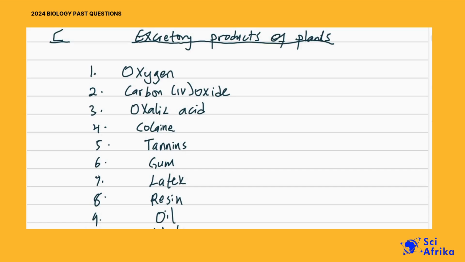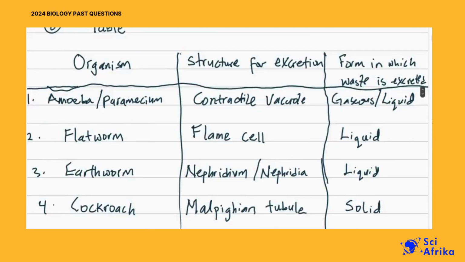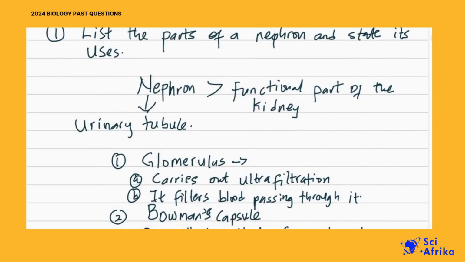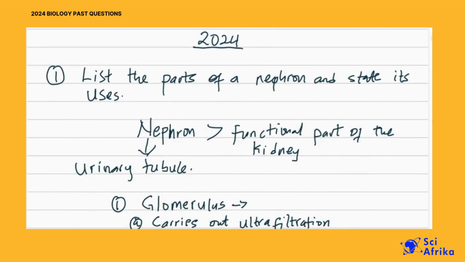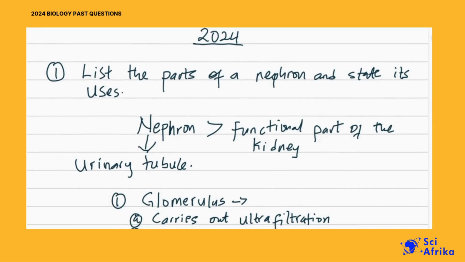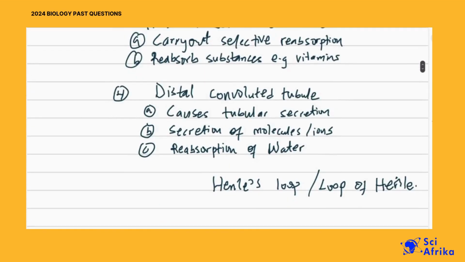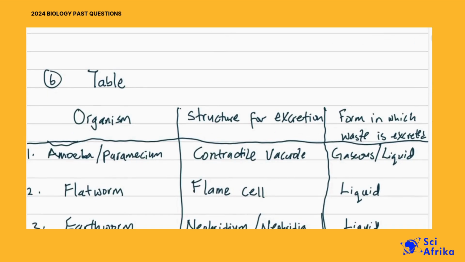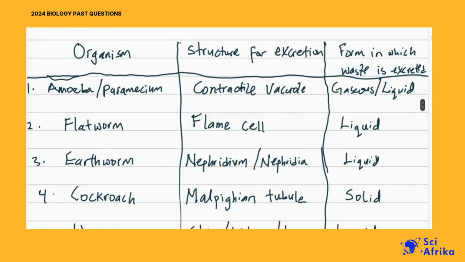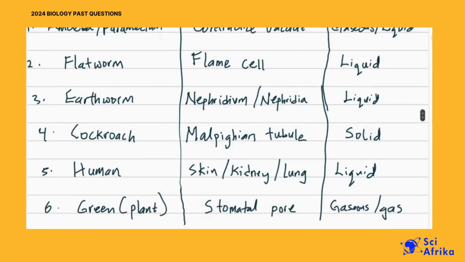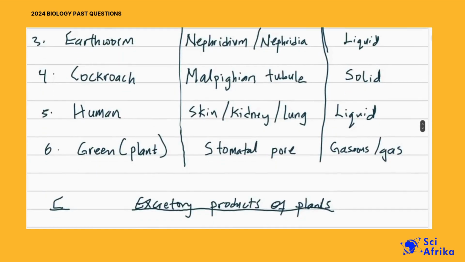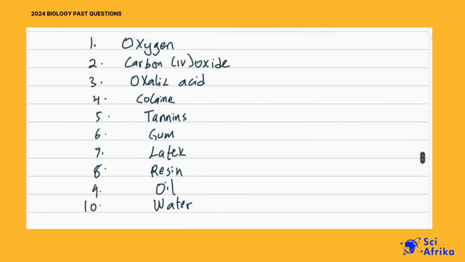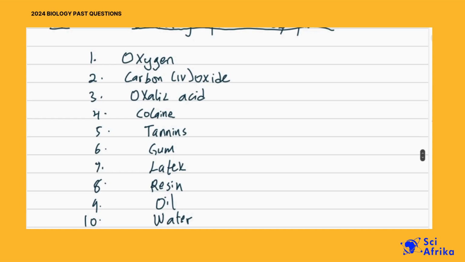Before we leave number one, I will do a rundown again before we go to number two. This is WAEC 2024 biology past question, and we've answered number one completely. We've listed the parts of a nephron and stated the uses of each of the parts. We also completed a table of organisms and the structures they use for excretion, and the form in which the excretion is done, either liquid, solid, or gaseous. We've also attended to the question on excretory products of plants, which I've listed from 1 to 10. We shall now move down to question number 2.